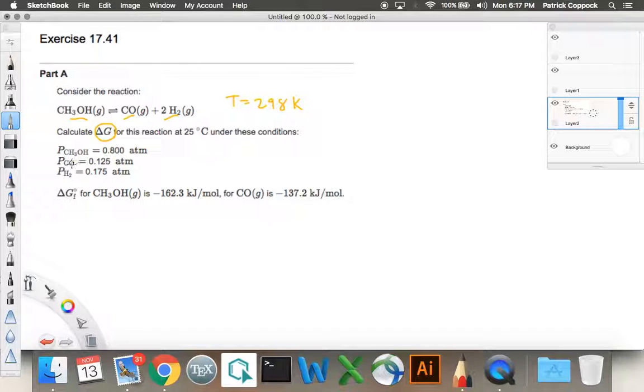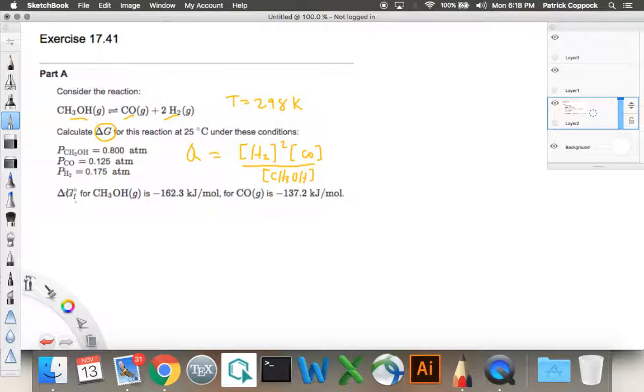Under these conditions, it looks like I've got some kind of a reaction quotient that's of interest here. The reaction quotient is going to be the products over the reactants. Oops, it's not concentrations, it's partial pressures. I'm going to leave it as that for now. All right, so we have a reaction quotient, we have a Q, and that's given to us there.